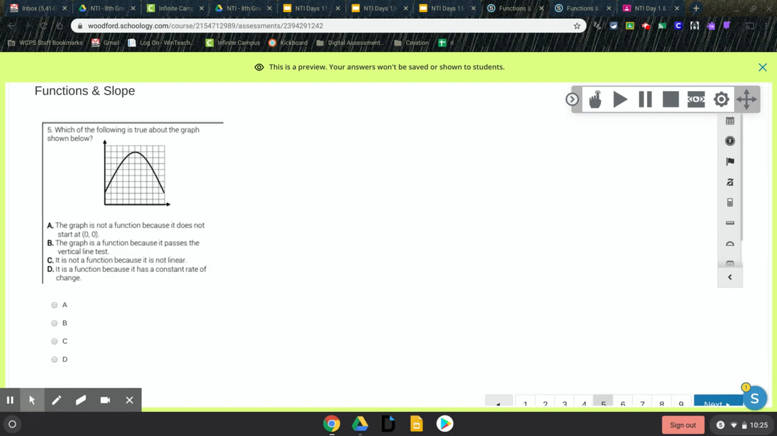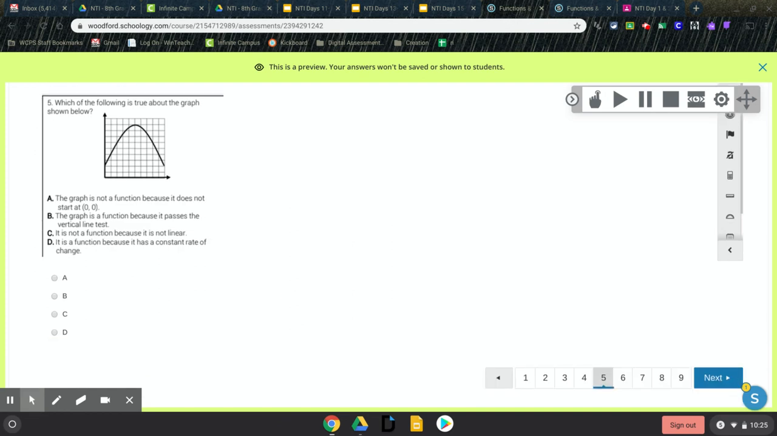Number 5. Which of the following is true about the graph shown below? So you need to figure out, is it a function? Does it pass the vertical line test? Is it not a function? And you have to figure out which one of these is a true statement. Is it not a function because it doesn't start at 0, 0? Is that a function or is that proportional? The graph is a function because it passes the vertical line test.